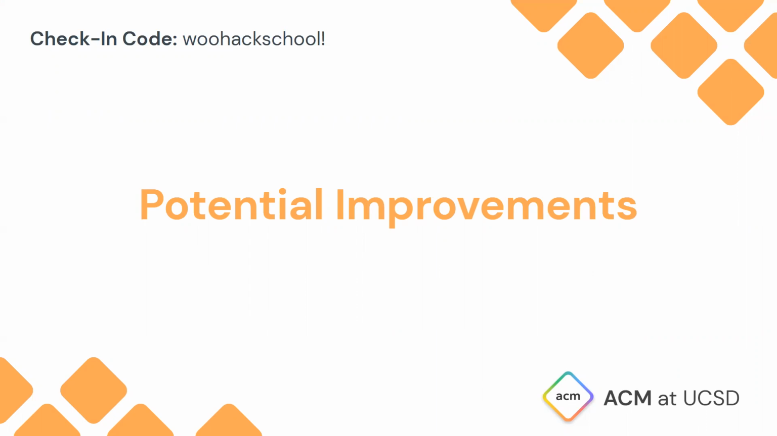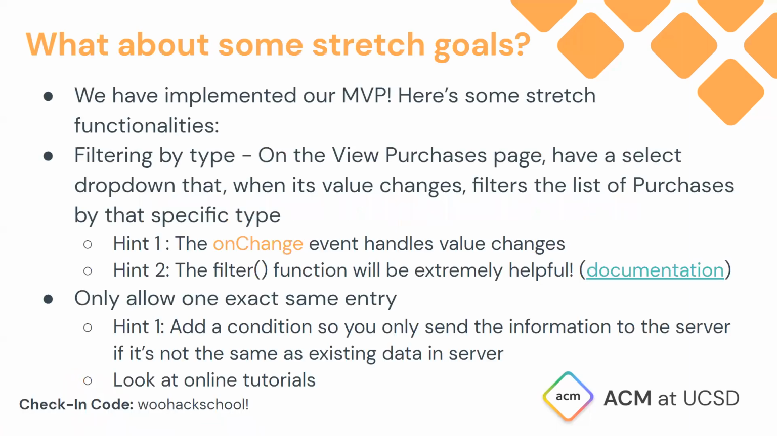But that's basically what we set out to build this quarter, and we kind of achieved it. I think you guys hopefully all learned something about it. So we just wanted to go over potential improvements, because the point of this project was to show you guys how to build a full stack application, but there are obviously improvements and changes that you can make. So we've implemented what's known as our MVP, or minimum viable product, just business talk.